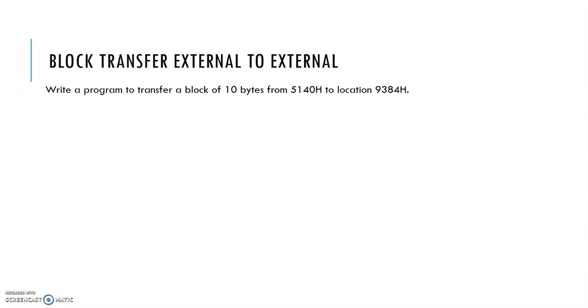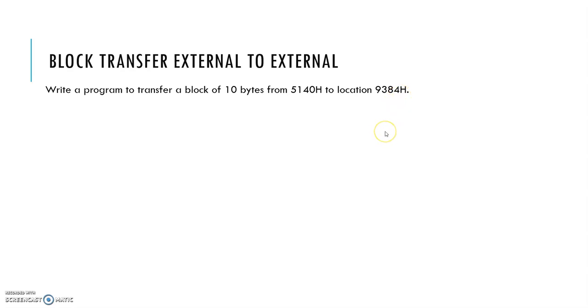So next is block transfer external to external, that is transferring a block from the external RAM to a different location in external RAM. So let's see an example program. Write a program to transfer a block of 10 bytes from 5140 hex to 9384 hex.